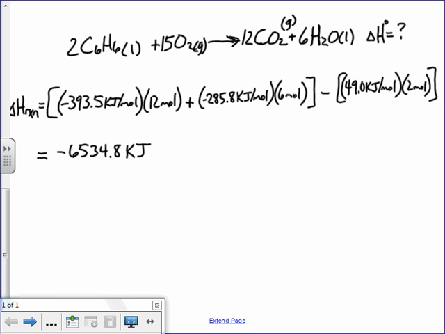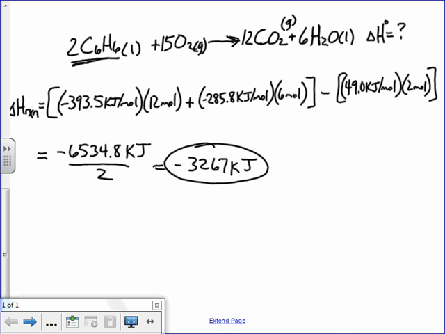But what I wasn't paying attention to here was the fact that they are asking for the combustion of 1 mole of C6H6. When I balance this, that's for 2 moles, so you have to divide this number by 2 at the end, and that'll give you the delta H of combustion for 1 mole. So it ended up being negative 3267 kilojoules. Okay? And that is how you use the delta H's of formation to calculate the delta H of a reaction.